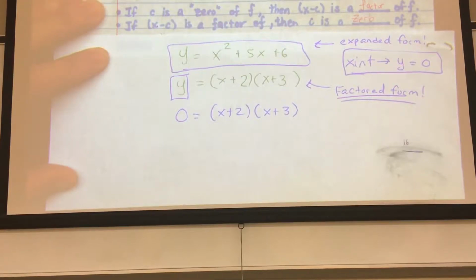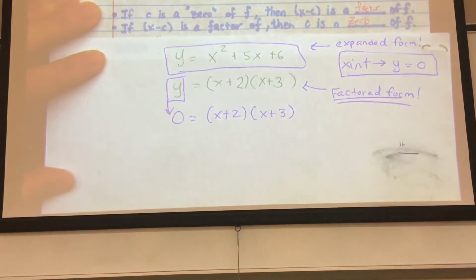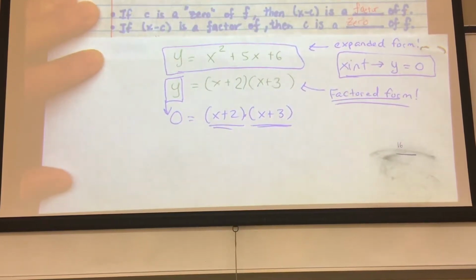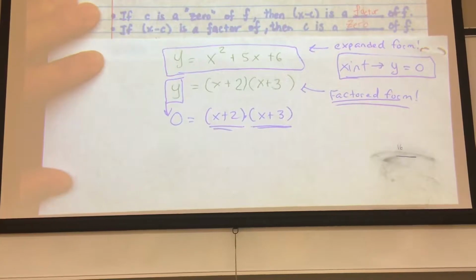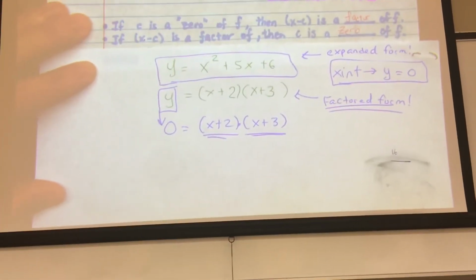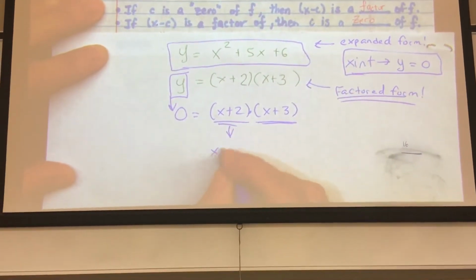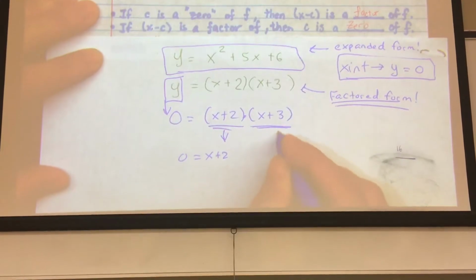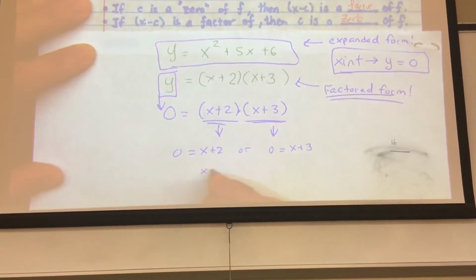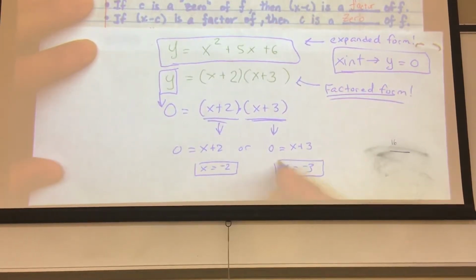When you're in factored form, you can tell that to find x-intercepts, I would let y equal 0, which would mean if I have something times something equals 0, doesn't matter how many factors you have here, one of those factors has to equal 0. That's the only way that when you multiply two things or more by each other that you get a 0 as a result. So if you set each of them equal to 0, you get your answers really quickly: negative 2 and negative 3 when you solve those linear equations.